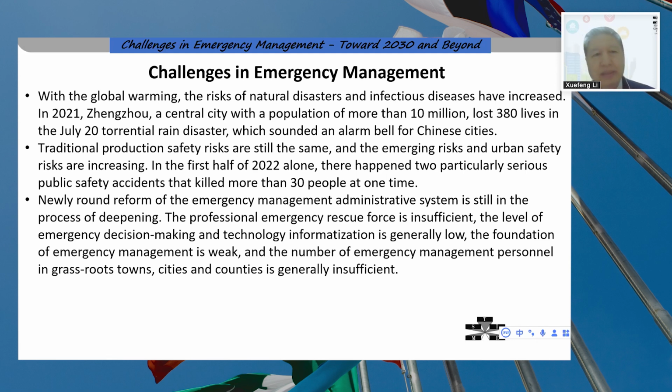In other areas, natural disasters, with global warming, this year there are more droughts. And last year in a central city called Zhengzhou in Henan province, a heavy rain caused 380 deaths. So emergency management now in China is really a great challenge, let alone the COVID-19 situation.